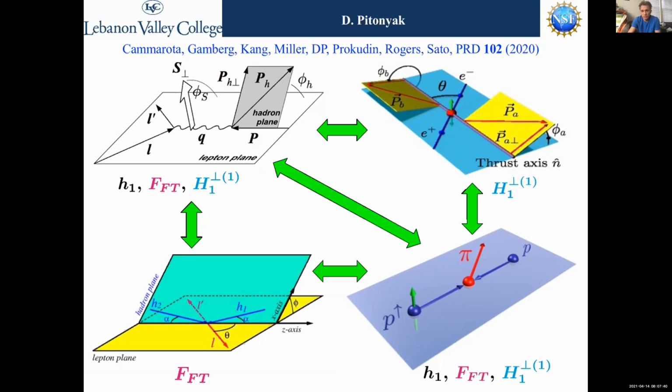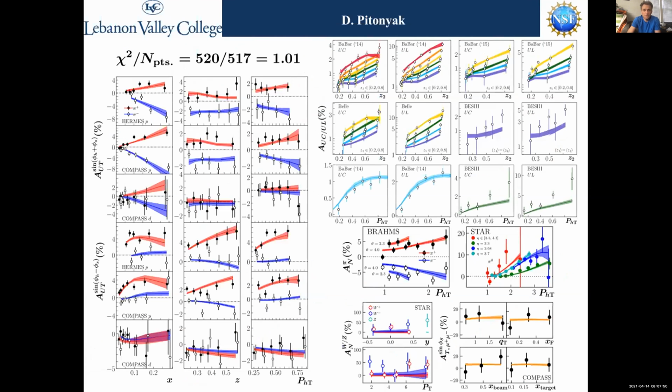And so in principle, one could take all those data and do the extraction of functions. And that's what we did in this paper that we published in 2020. Here are results of the extraction and comparison of data for semi-inclusive deep inelastic scattering data, for plus minus data here, A sub n and Jlab here. Chi-square was very good, it's around 1 for 420 points.